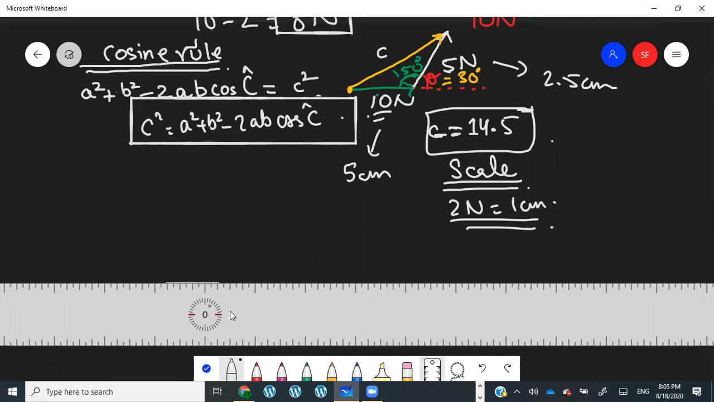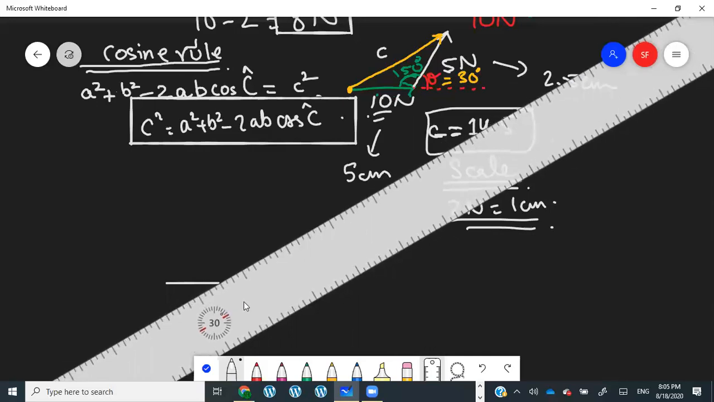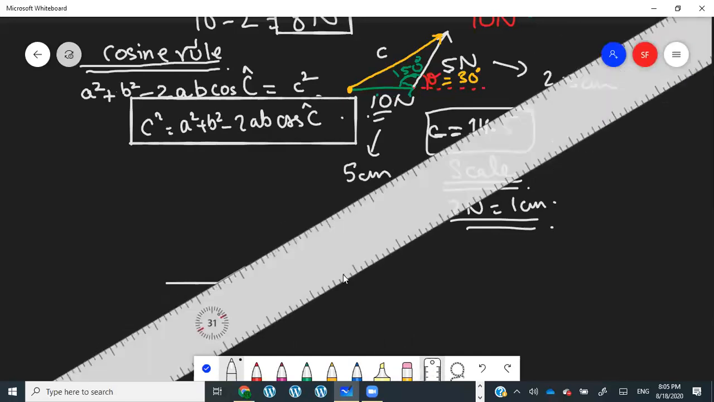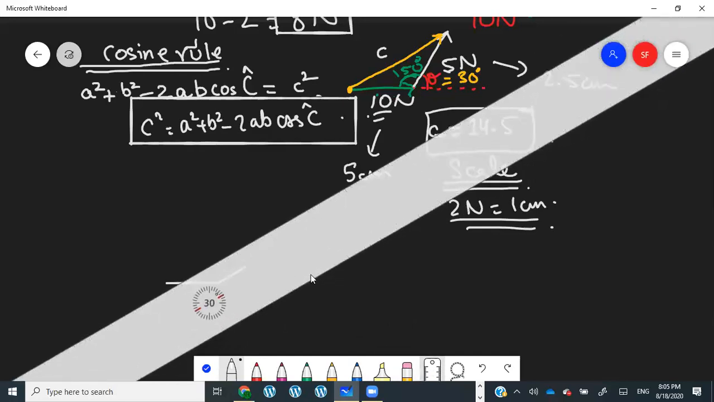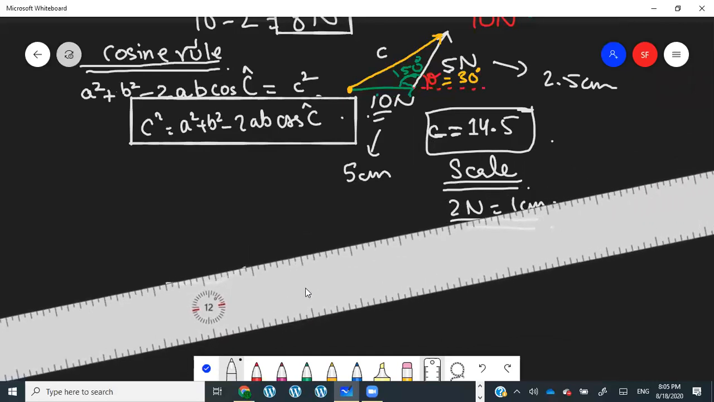1, 2, 3, 4, 5. Okay, yeah. Then at 30 degrees, I'll need 2.5 centimeters. It's going to be 1, 2, and this is 2.5 centimeters. Okay, after this, I'm just going to place my scale such that it's from the first vector's tail to the second vector's head. Using the same head to tail method, the concept is the same, but over here you just need the scale.